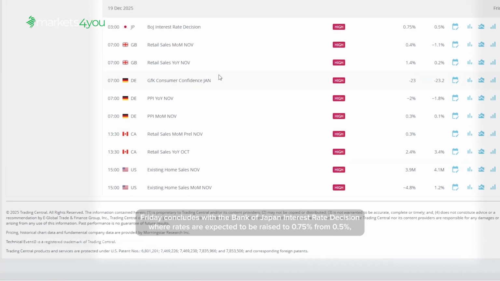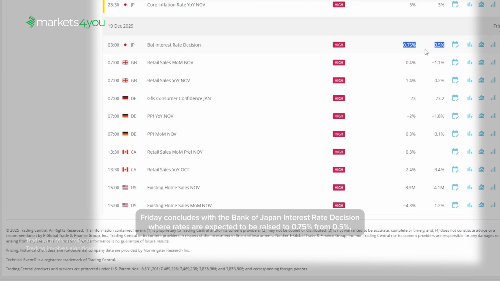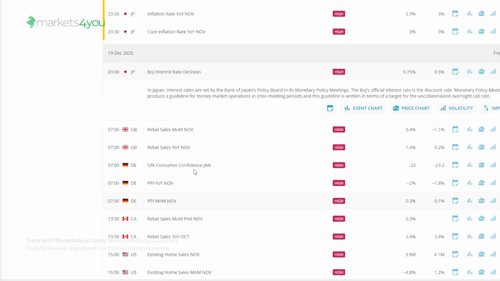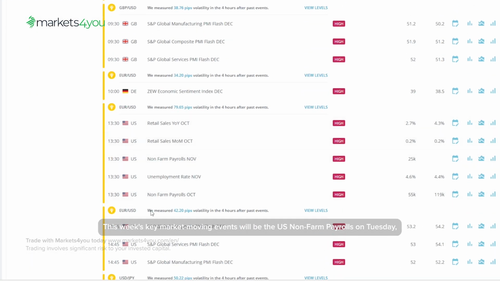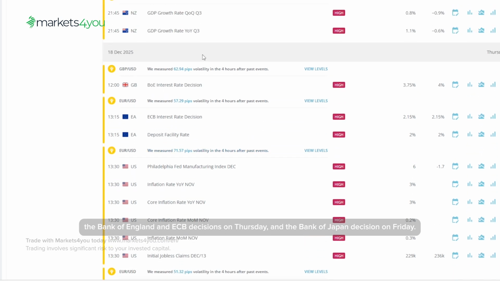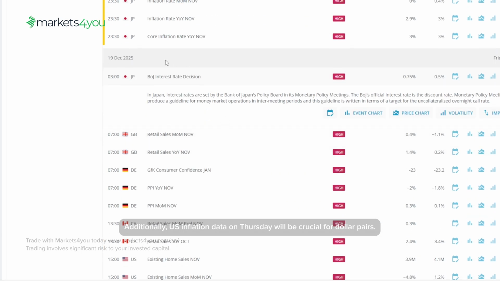Friday concludes with the Bank of Japan interest rate decision where rates are expected to be raised to 0.75% from 0.5%, UK retail sales, German PPI and consumer confidence data, Canadian retail sales, and US existing home sales. This week's key market-moving events will be the US non-farm payrolls on Tuesday, the Bank of England and ECB decisions on Thursday, and the Bank of Japan decision on Friday. Additionally, US inflation data on Thursday will be crucial for dollar pairs.